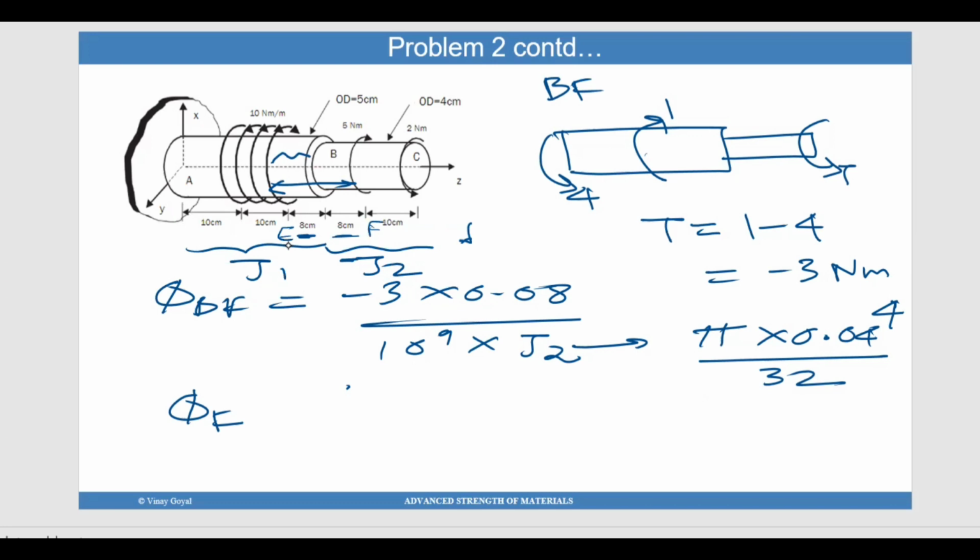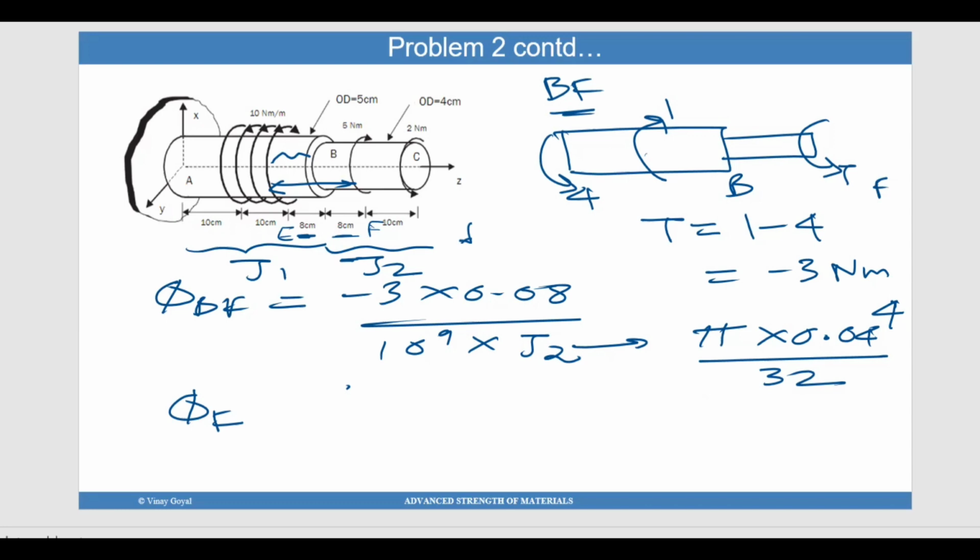No, it's not all the way to C. I'm still doing it step by step because I cannot do it all the way to C, since there's this external torque in between. So the torque from F to C would be different. This point is somewhere between F and B. It's just the BF section I'm looking at.